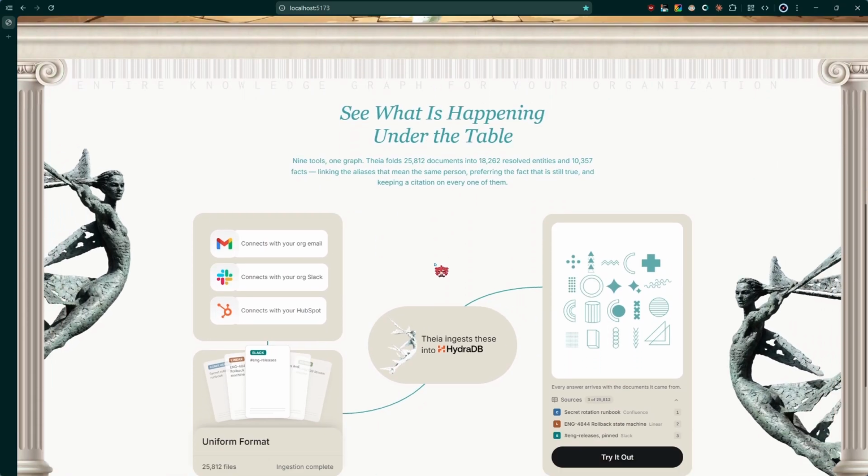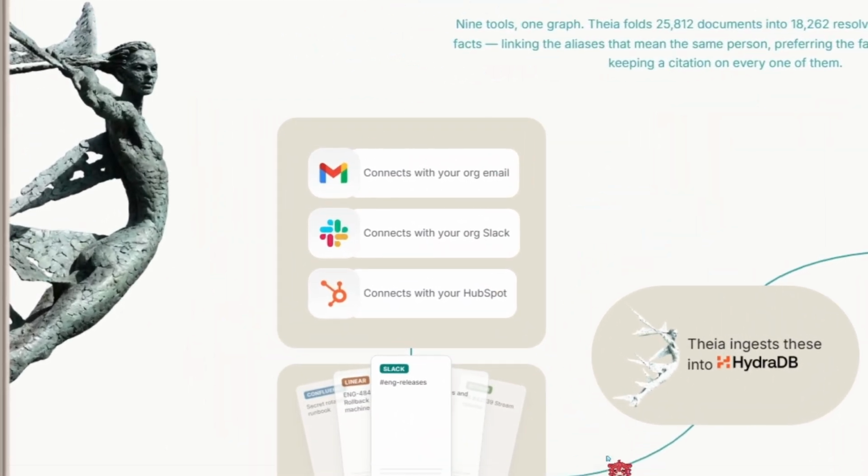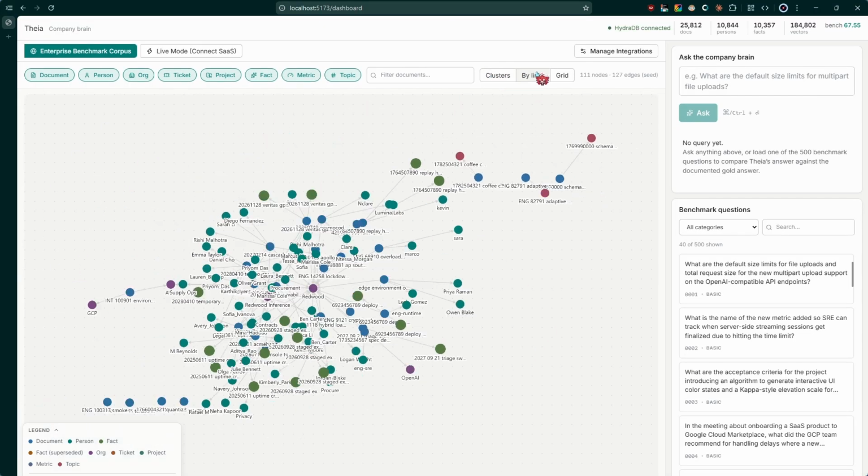It is basically a composite built on top of HydraDB. What it does is give out the answer from your tool stack, and if the correct answer exists, it will cite it exactly where it is. It is much better than your typical vector search, and I'll show you in a while.